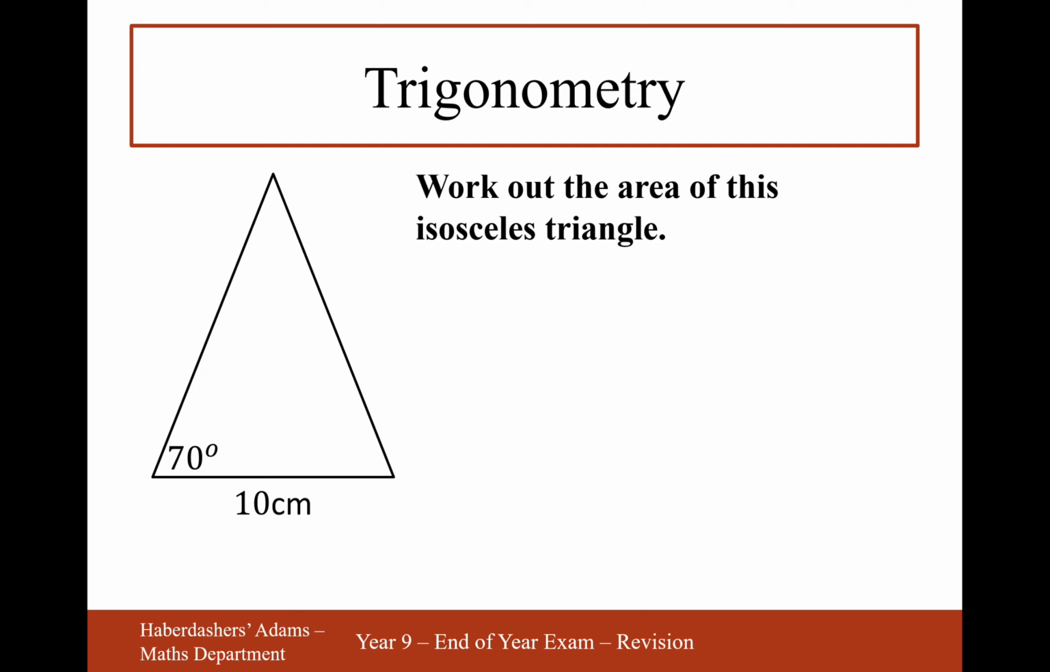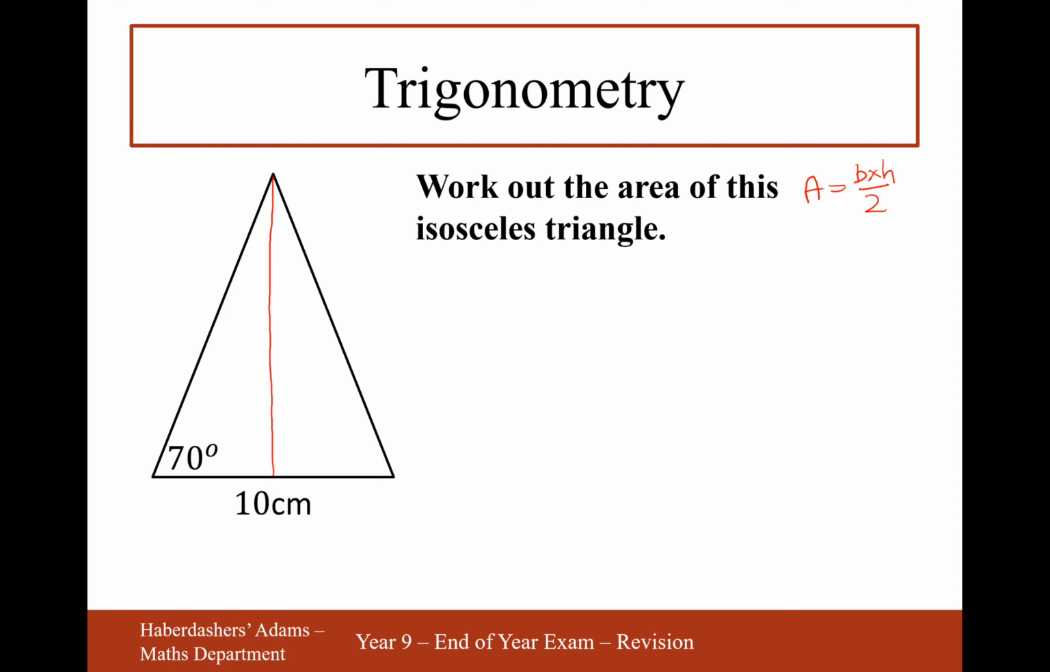Well, what we can do in this question is split it down the middle to work out the height. Why would you want to work out the height? Because the formula for the area of a triangle is base times height divided by 2. I know what the base is, but I don't know what the height is. And it's really important that I work out the length of this red line so that I can work out the area as base times height divided by 2.